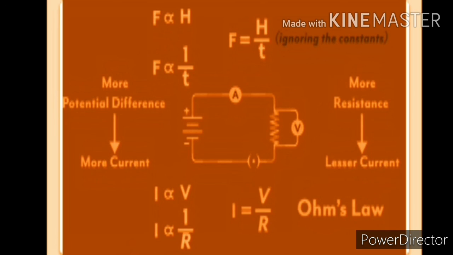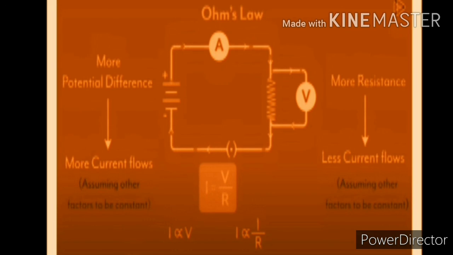You can say that with more potential difference, more current will flow. With more resistance, less current will flow. So as the resistance increases, the current decreases. As the resistance decreases, the current in the circuit increases. So we can finally conclude: more potential difference, more current flows; more resistance, less current flows, at a constant temperature. This is where Ohm's law works.